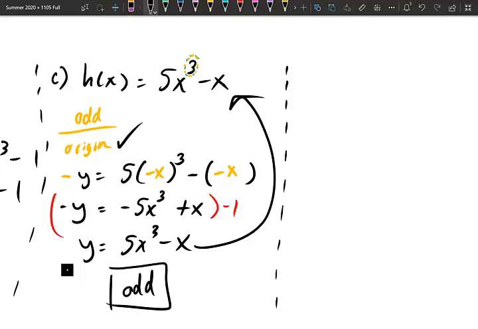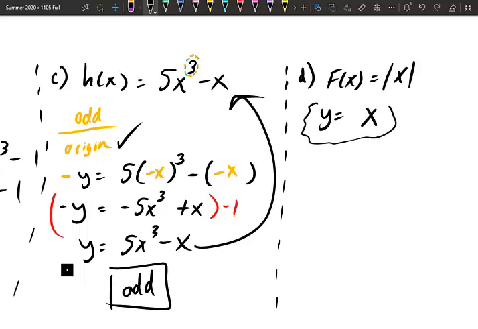Alrighty, part D. So part D, we have y equals, it's not y, it's f of x. We'll switch it to y. We have f of x equals absolute value of x, which is just y equals, what is the absolute value of x always? Isn't it always going to be positive x? So this is actually what we're going to be working with. We're going to be working with y equals x.